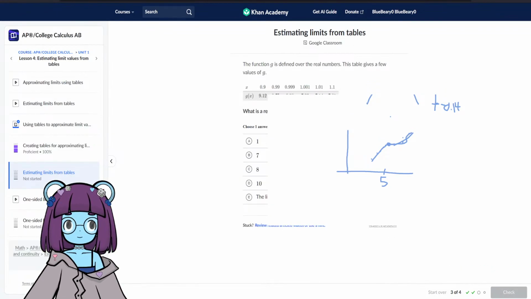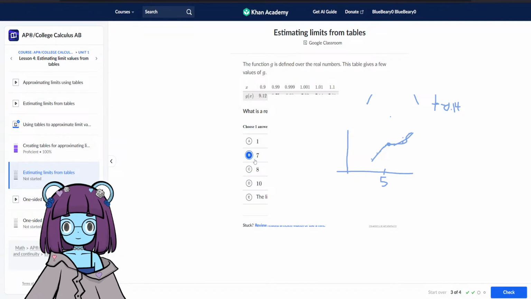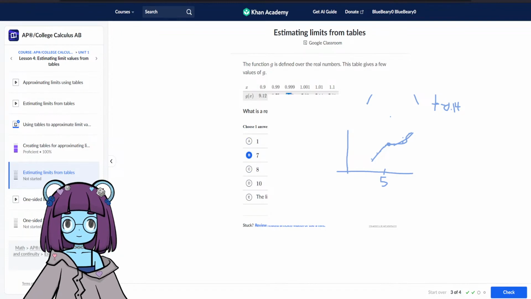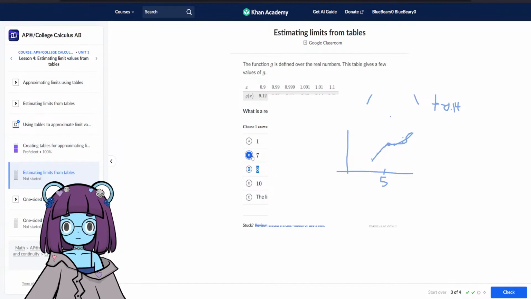Right, estimate the value of the limit as x approaches 1. So use a graph. 1 should be right here. Whoa, it jumps a lot. Okay, so this increases and then decreases? But it should be in between the two values. So, ooh, there are two values that are in between. Wait, no, there isn't. There's only one value.